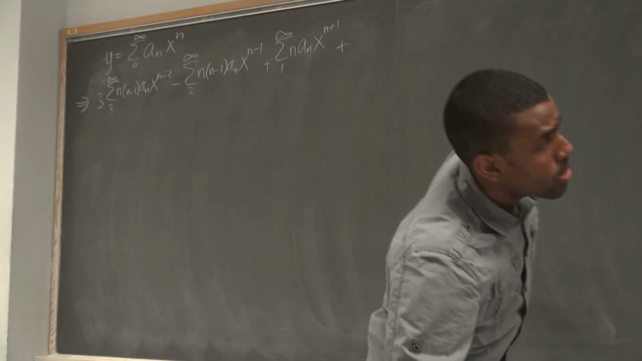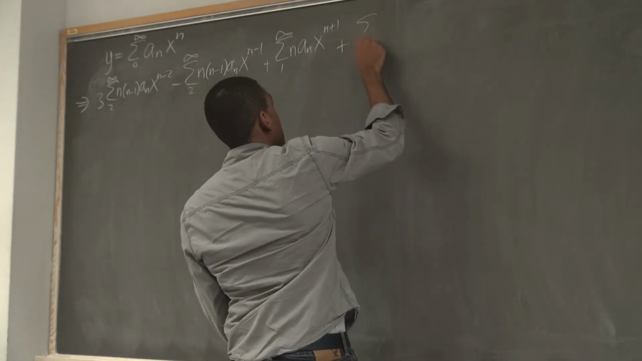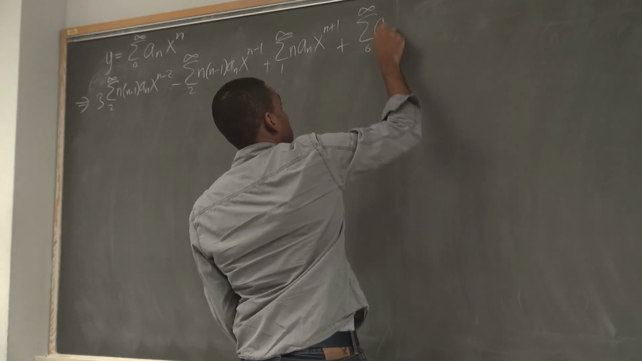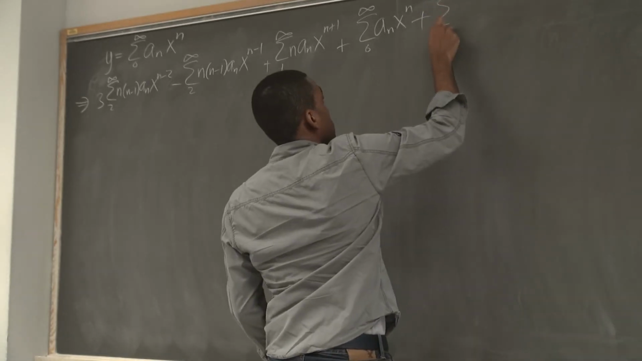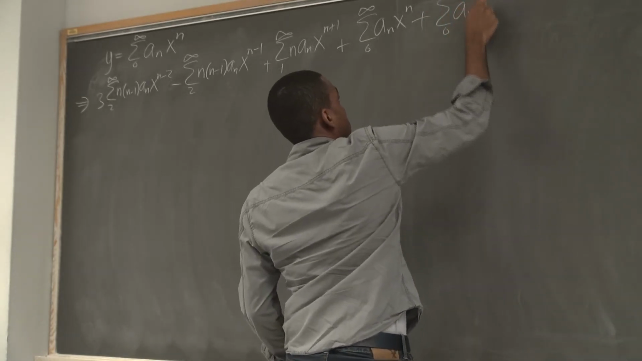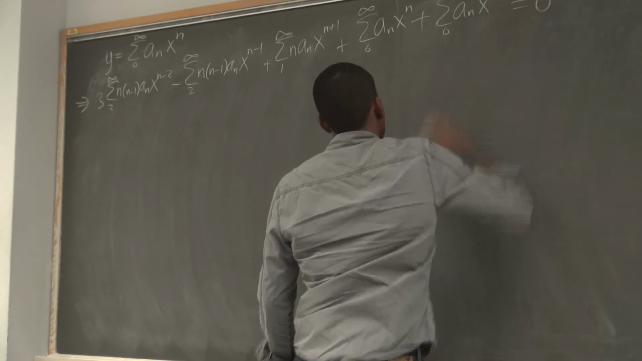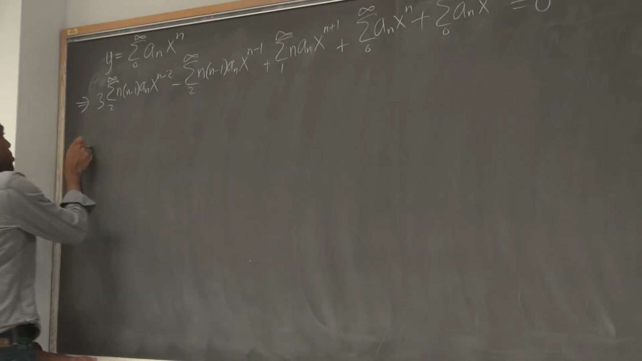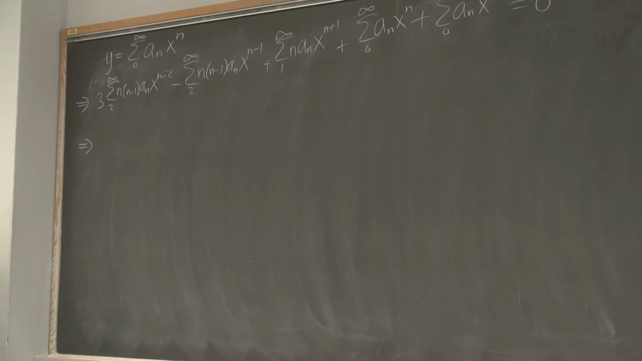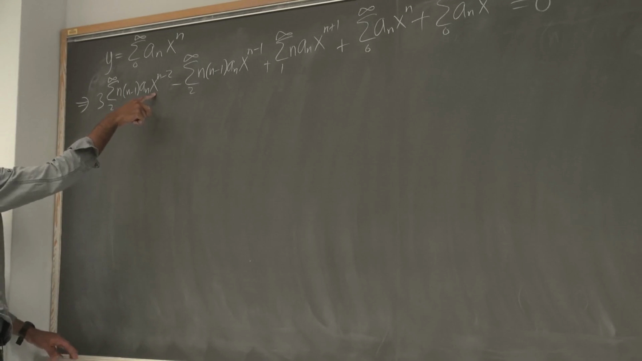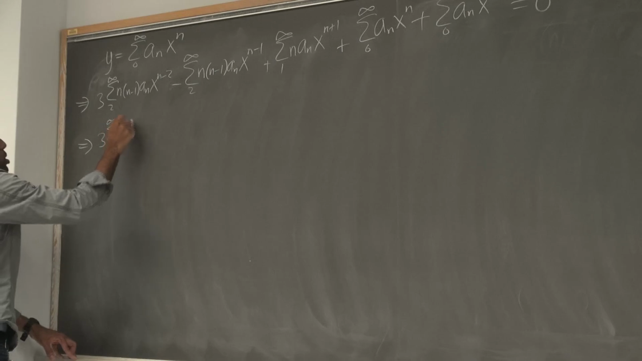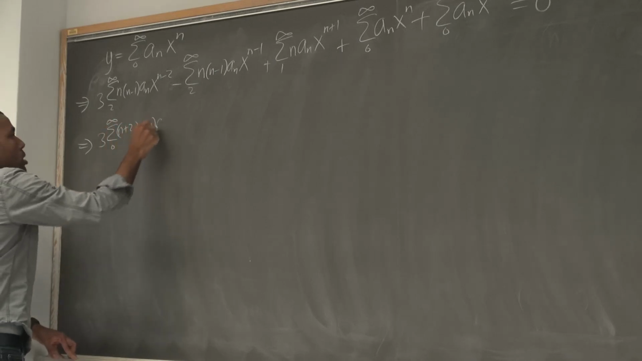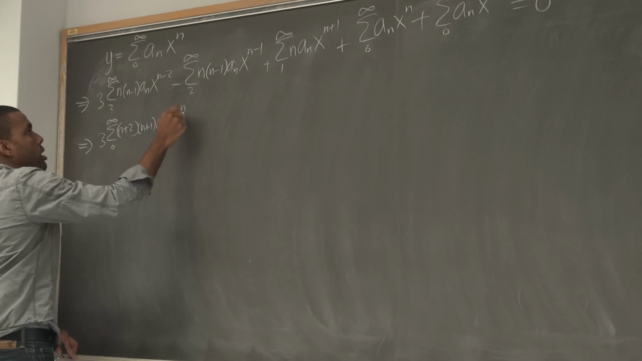Plus 1 times y, which is just a series from 0 to infinity of a n x to the n, plus x times y, the series from 0 to infinity of a n x to the n plus 1, all that equal to 0. First thing we want to do is get all the powers to be the same. So I'm going to change all n's to n plus 2's here. So this is just 3 times the series from 0 to infinity, n plus 2, n plus 1, a n plus 2, x to the n.